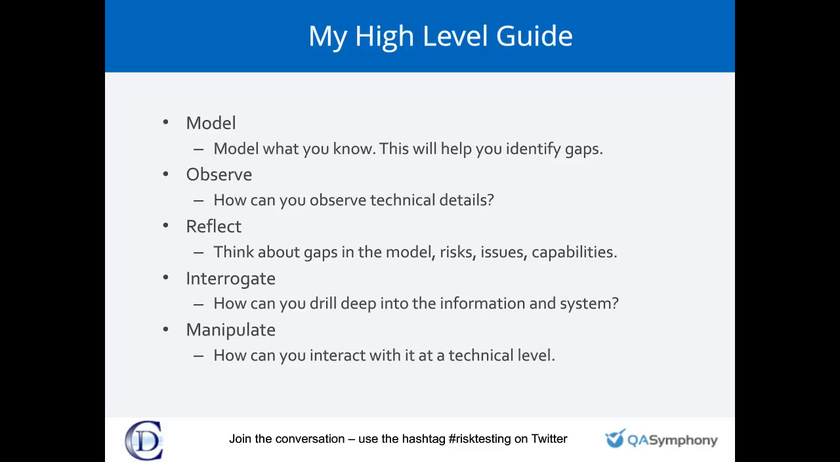I have to go and reflect on this to work out what the gaps in my model are, how I'm going to expand this, how I'm going to use this in my testing. I need the ability when I test to interrogate the system. So observing is looking at things and passing. Interrogating is driving deep into the system when I need it to look at it in detail. And manipulation is how I interact with the system.